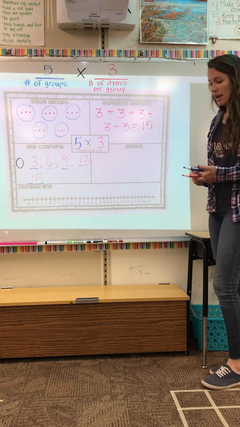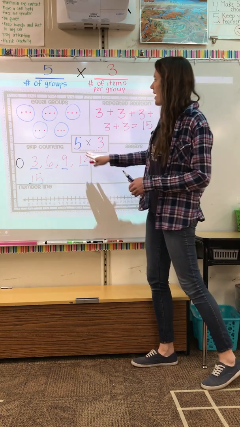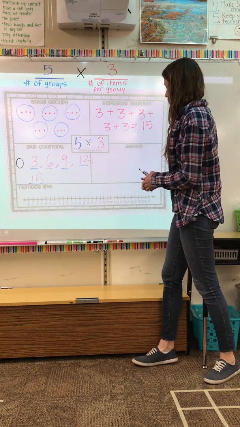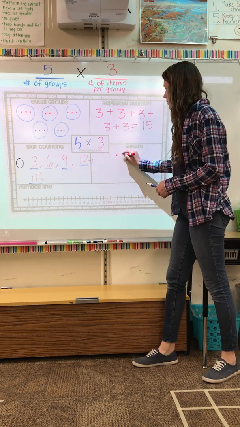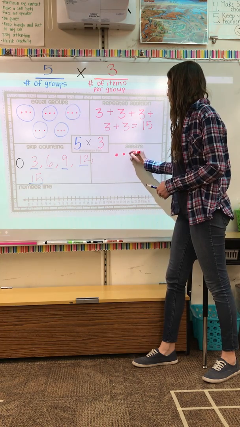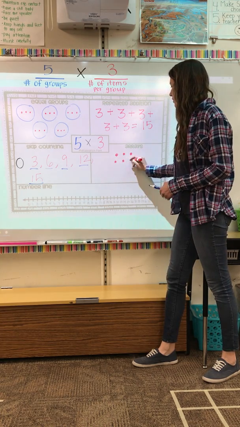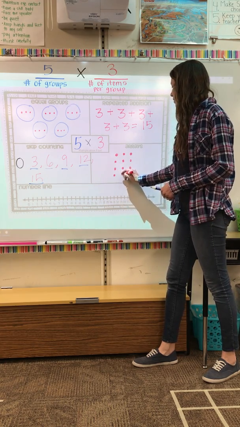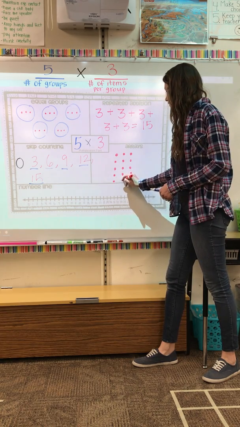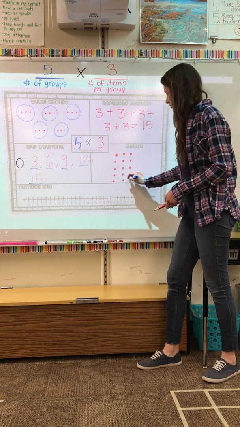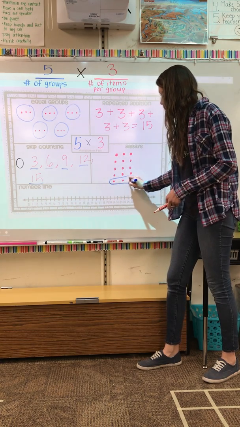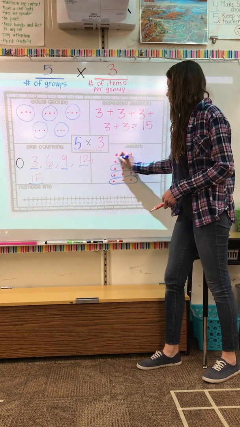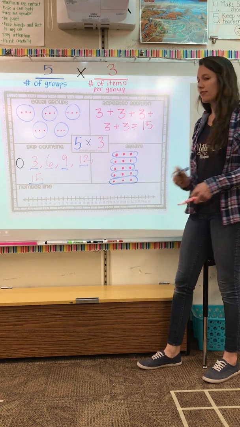One of our last strategies is arrays. So remember, you're going to have 5 rows with 3 in each row. So I'm going to start by making 1 row of 3. Here's my second row of 3, my third row of 3, fourth row of 3, and fifth row of 3. And I can draw circles around each row as I count 3, 6, 9, 12, and 15.